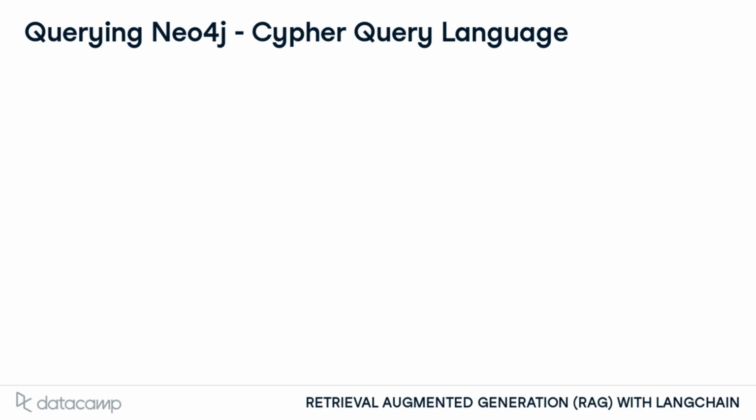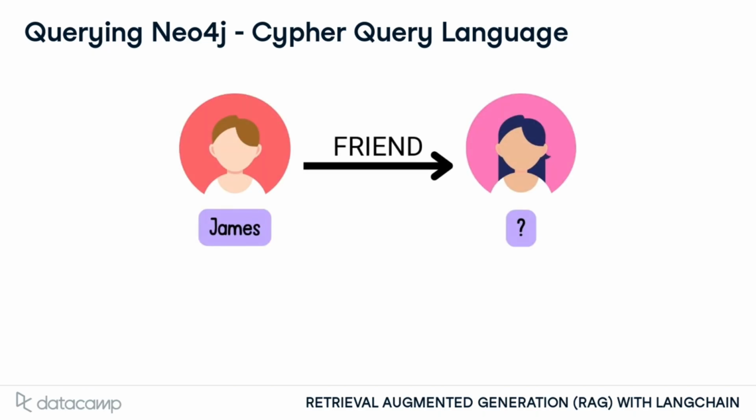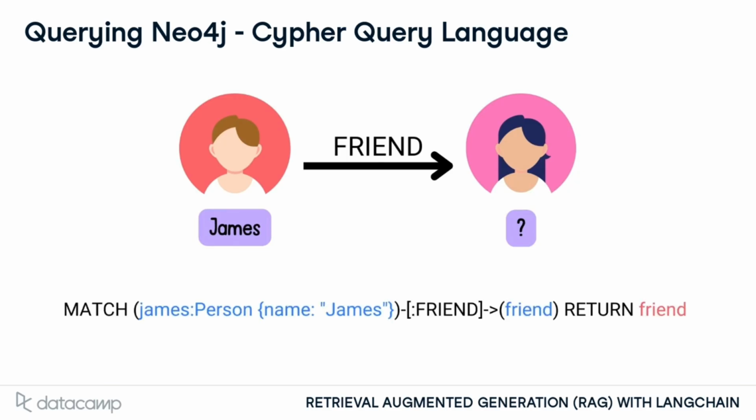Now let's talk about querying our database. Neo4j introduced Cypher query language in 2011 as a declarative query language for intuitively navigating and manipulating graph data using a SQL-like syntax. Consider the example of a social network using graphs to map social connections. We could use Cypher to find who James is friends with.